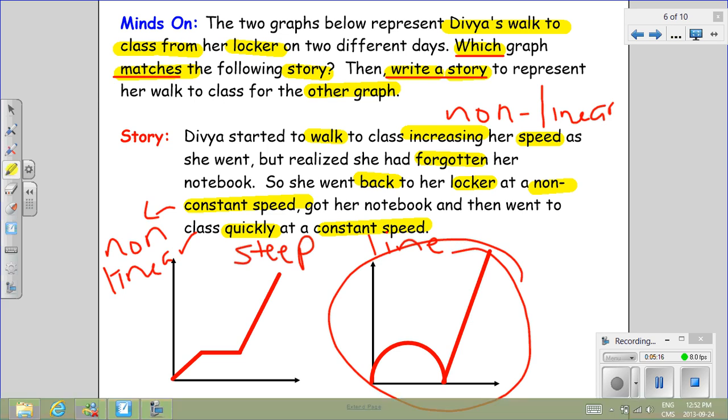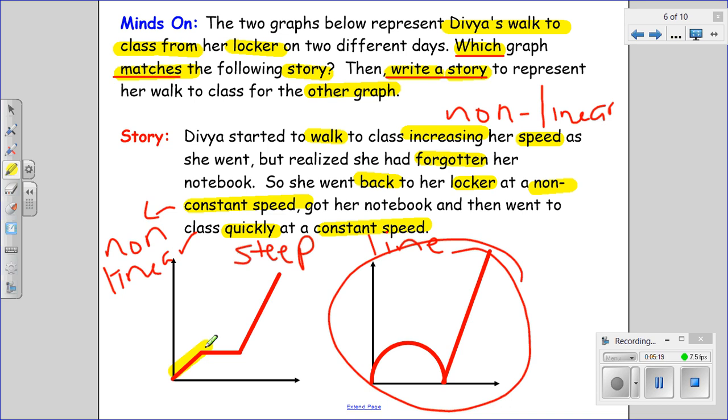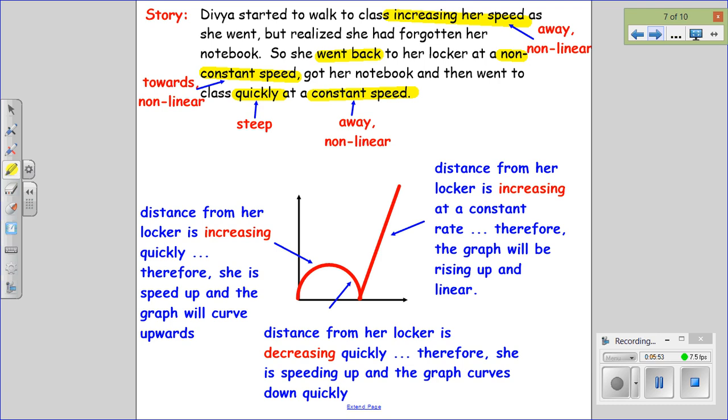So if we look at the first segment right here, that tells us the distance is increasing, so she's walking away from her locker. And it's straight, so it's at a constant speed. Horizontal line tells us she's standing still, so possibly she stopped to chat with a friend. If I look at the third segment, it's a little bit steeper than this first segment was, so obviously she's walking at a faster pace. That could be Divya realizing she's late for class and she needs to move faster in order to get there.